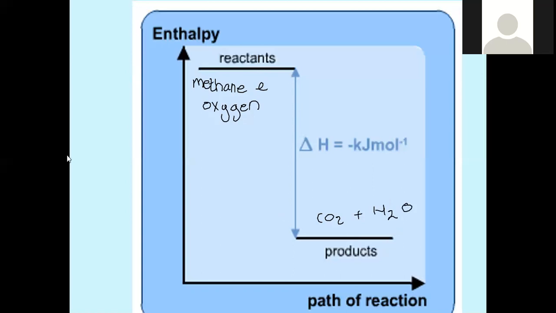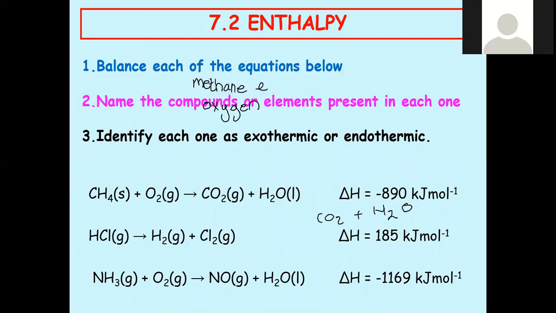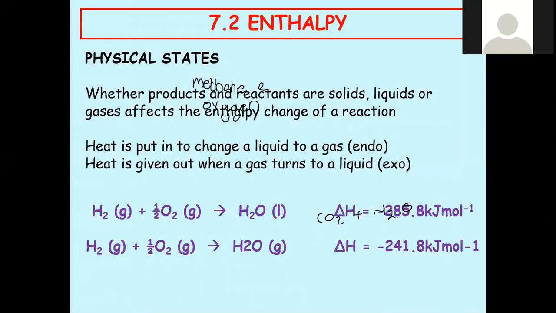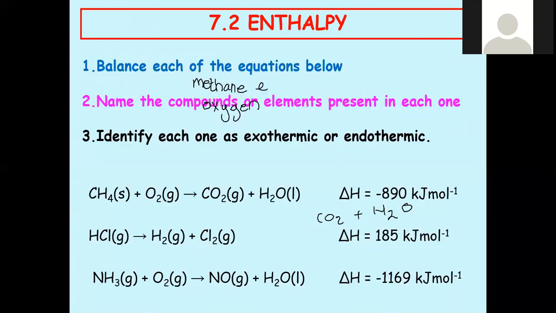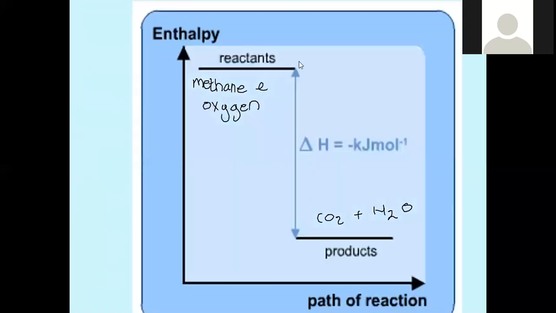So instead of writing reactants, instead of writing products, we can write methane and oxygen here, carbon dioxide and water there, and then we just need to put our enthalpy change in. So we would have that number, which is, oh, I can't even remember what it is now. What was it? I've gone too far. Minus 890. There we go. For it here, we'd put minus 890 kilojoules per mole.